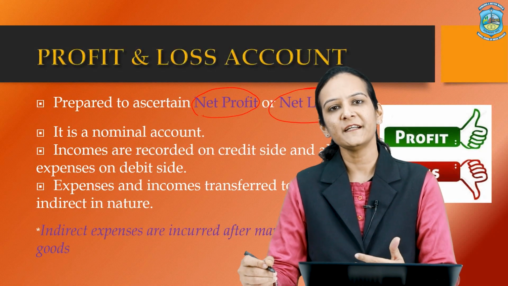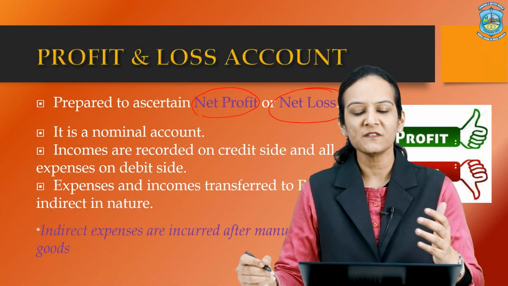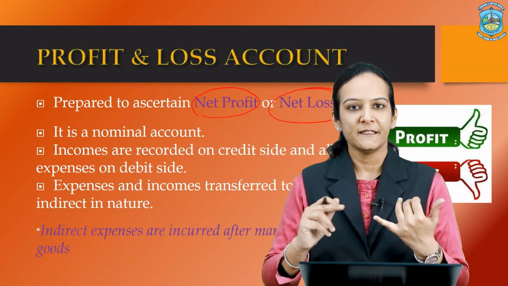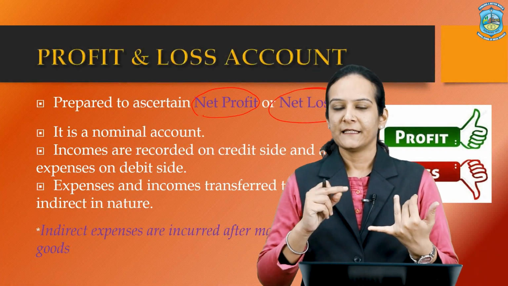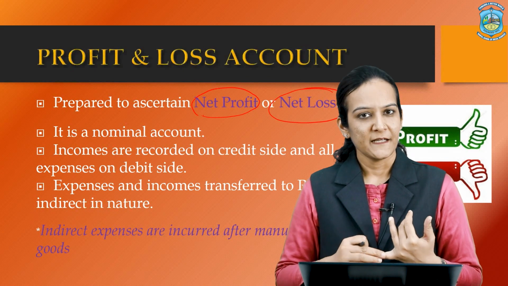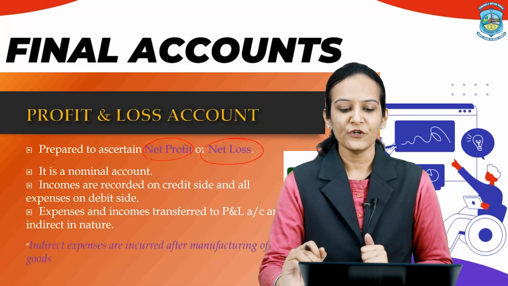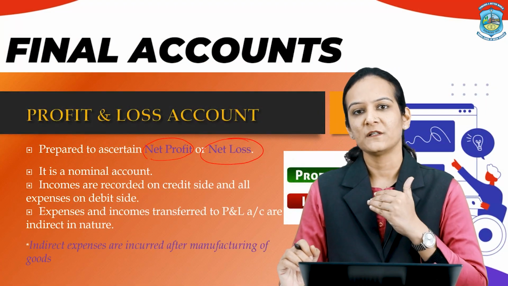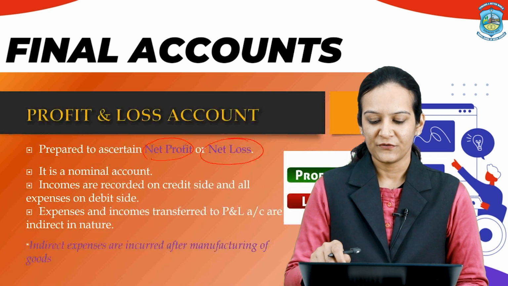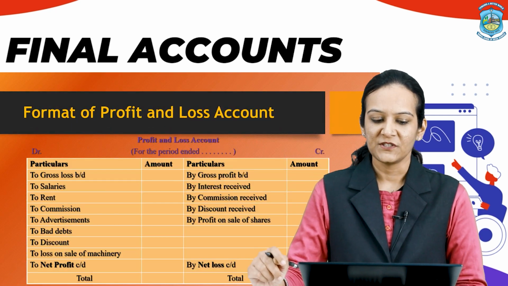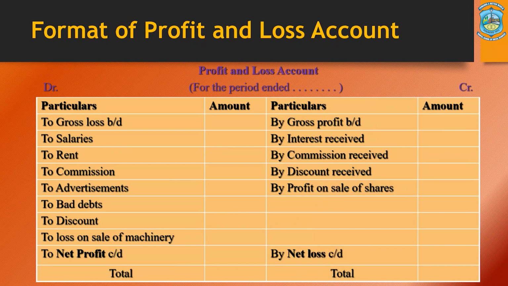If we talk about the indirect expenses, what are the different types that are recorded in your profit and loss account? The different types of indirect expenses are your office and administrative expenses, selling and distribution expenses, and different types of miscellaneous expenses. So, on the debit side all the indirect expenses, and on the credit side you will have the different incomes. So, this is the format of your profit and loss account. Again, the profit and loss account is prepared for the period ended so and so. That is the reason it records the expenses and incomes for the entire year.